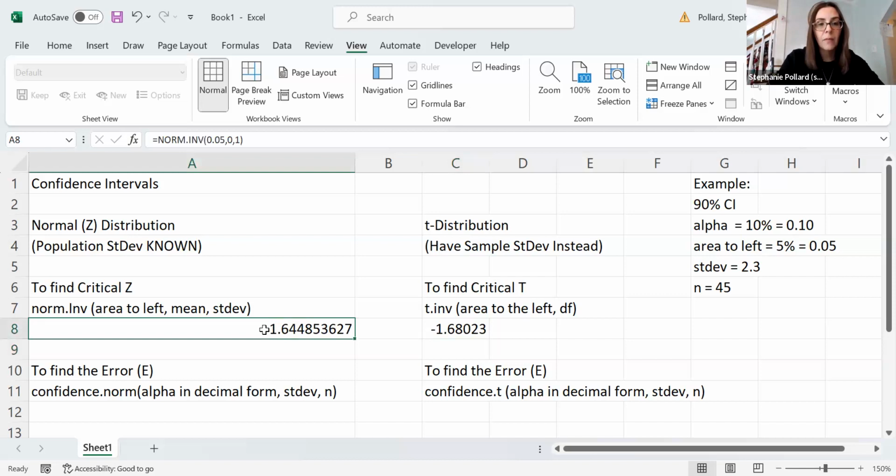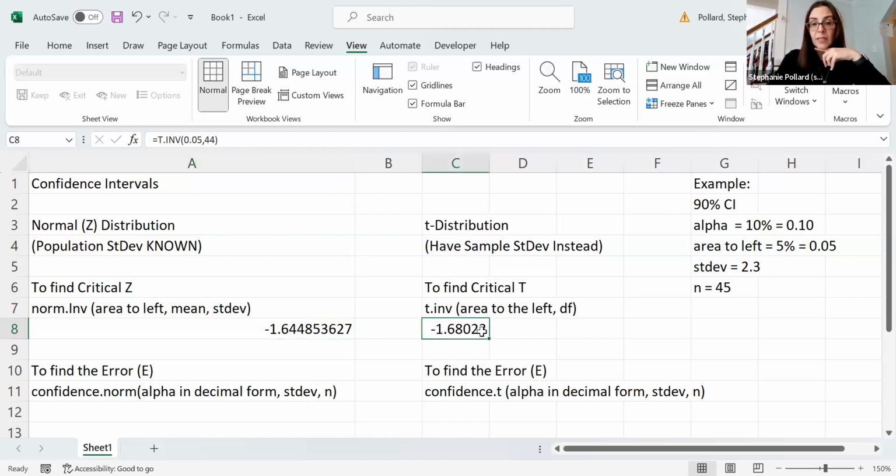So one more time, if you have population data, right, if you have population standard deviation, you're going to use the normal one. So we type in 0.05 and then always 0 and 1. And if you have sample data, you're going to use the T version. You still type in 0.05, but the other information you give would be the sample size minus 1, so 44 here.